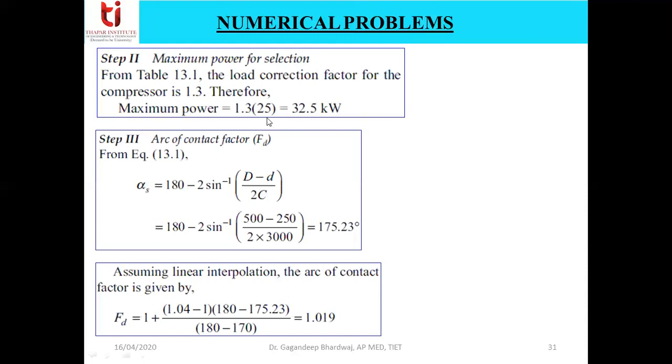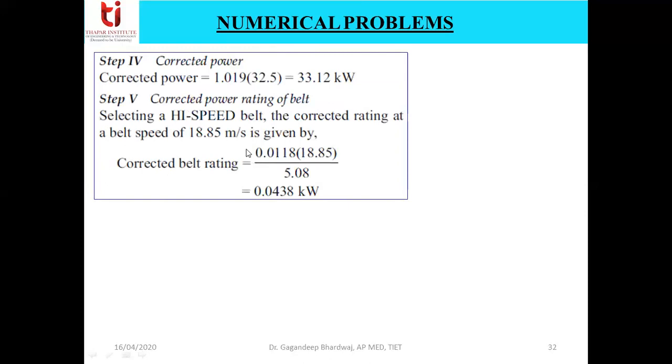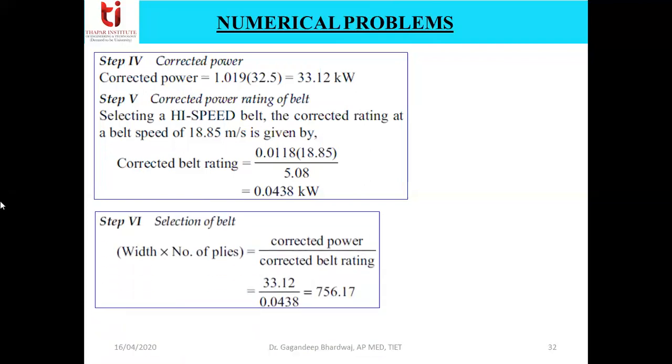Now this is the maximum power. Maximum power into this is the corrected power. So we are taking a high speed belt. The corrected rating at belt speed is 0.0118 V divided by 5.08. This V is the corrected velocity of the belt, which comes out to be 18.85. Then we have calculated the corrected belt rating. Then width into number of plies equals corrected power by corrected belt rating. Corrected power is 33.12. Corrected belt rating is 0.0438. So this value comes out to be 756.17.